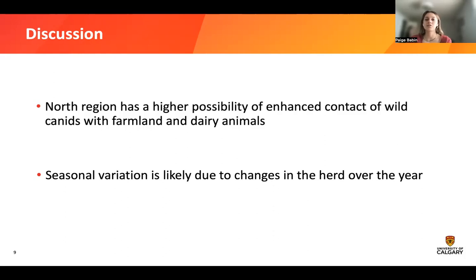Seasonal variation is likely due to changes in herd over the year, as lactation stage and milk production of positive animals will have an impact on bulk tank milk antibodies. Since these results are based on bulk tank milk samples, that means that the sample is an aggregate of milking cows at that point in time.